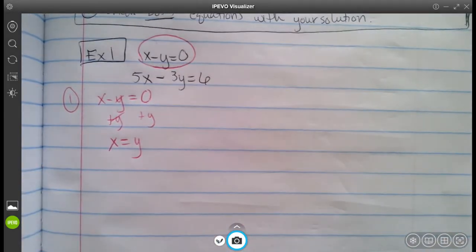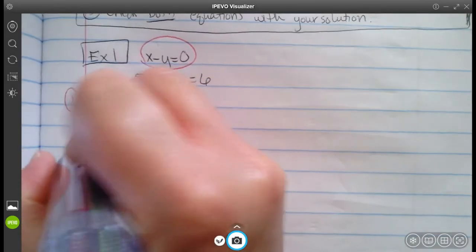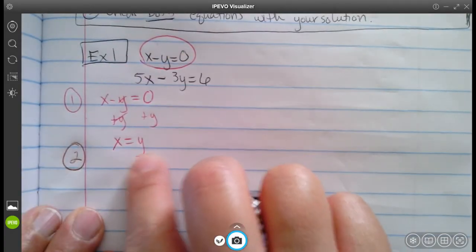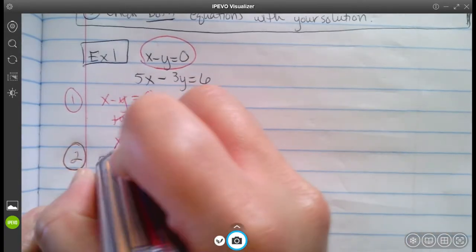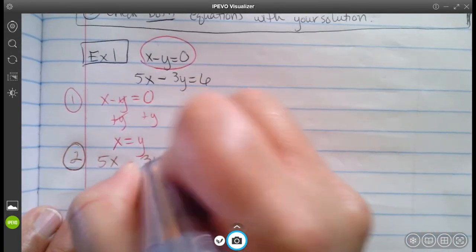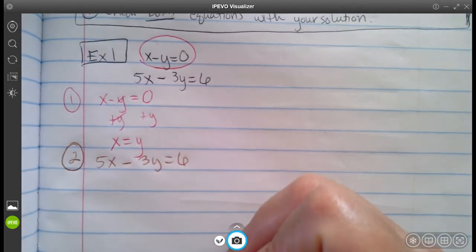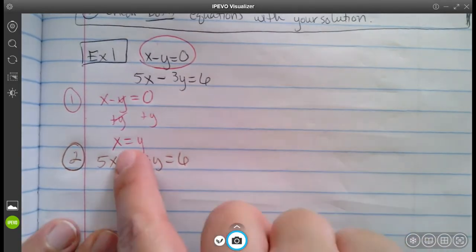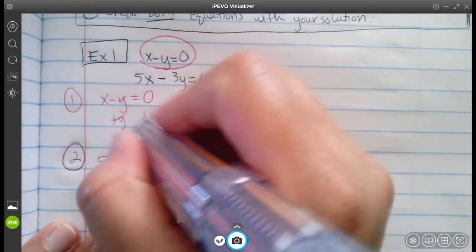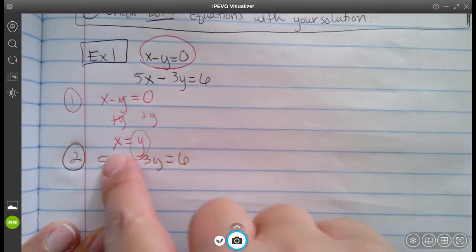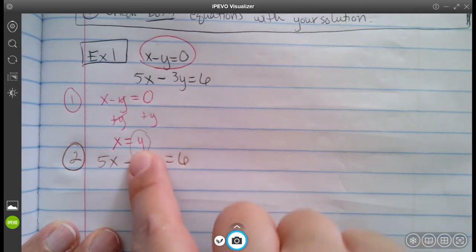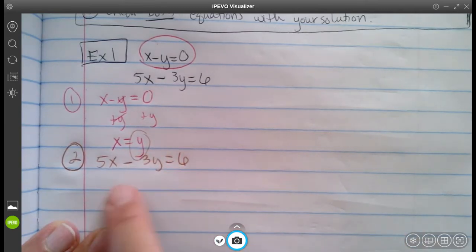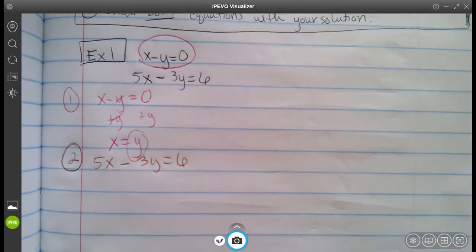Step number 2 tells us to substitute this value, x equals y, into the other equation. So I'm going to do 5x minus 3y is equal to 6, and plug in wherever I see an x, I'm going to plug in a y. In this case, you could actually go either way. You can go with the y also because it happened to be the same thing, but it just depends on the equation. So let's go ahead and do that next.